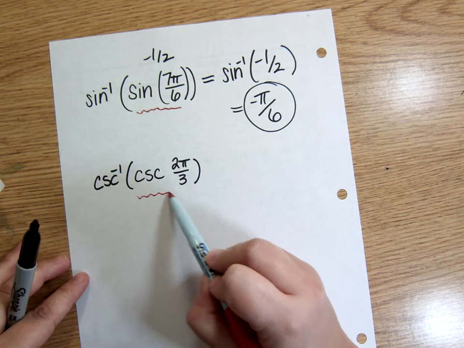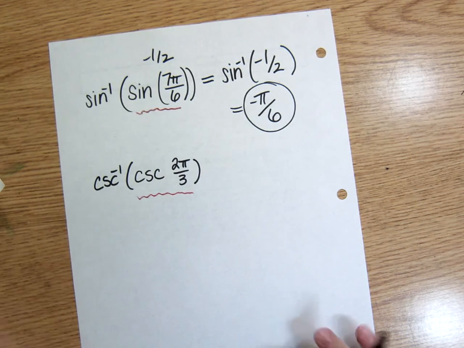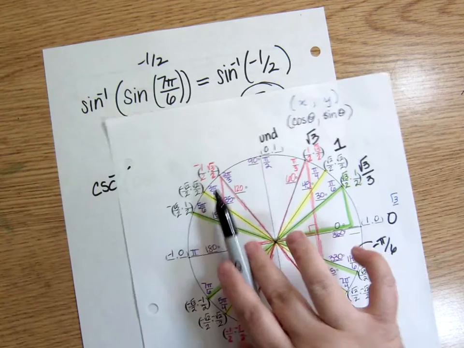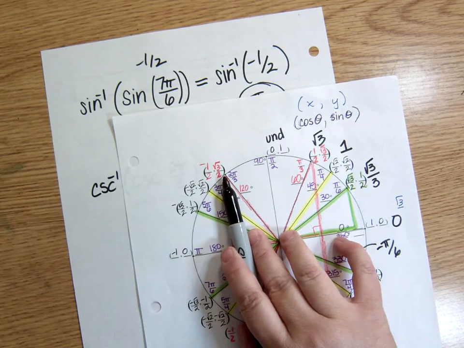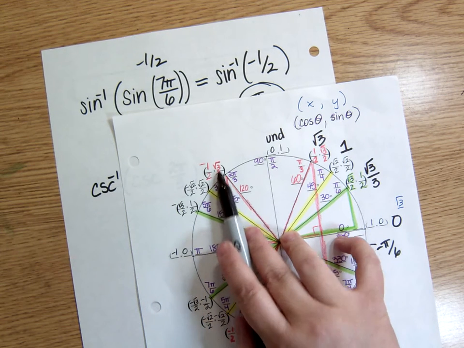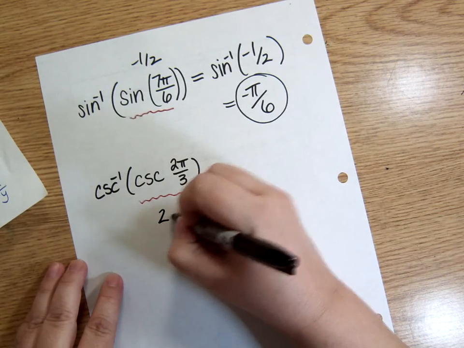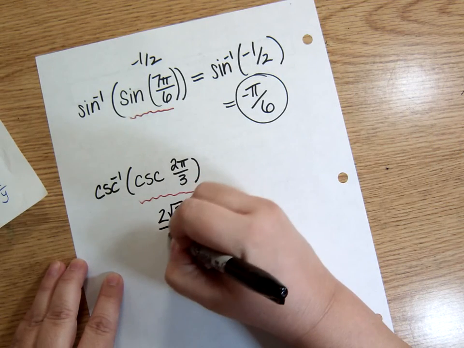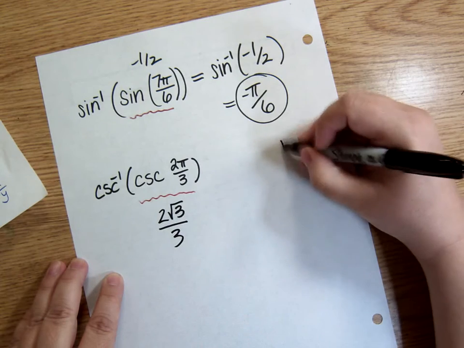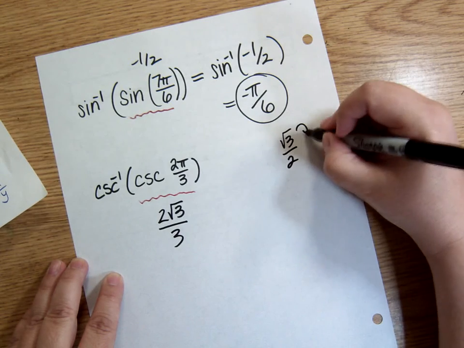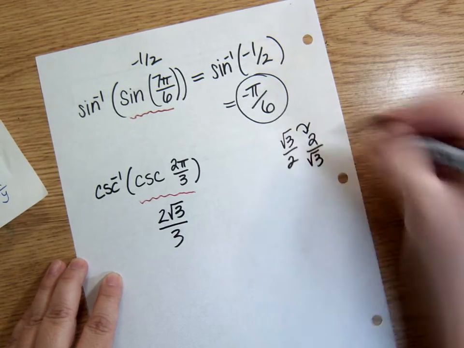So like cosecant of 2 pi over 3. What does cosecant go with? Sine. It's the reciprocal of sine, right? So it's the reciprocal of square root of 3 over 2. The reciprocal of square root of 3 over 2 is 2 root 3 over 3. Because if you take square root of 3 over 2 and turn it over, you get 2 over square root of 3, but then you have to rationalize.